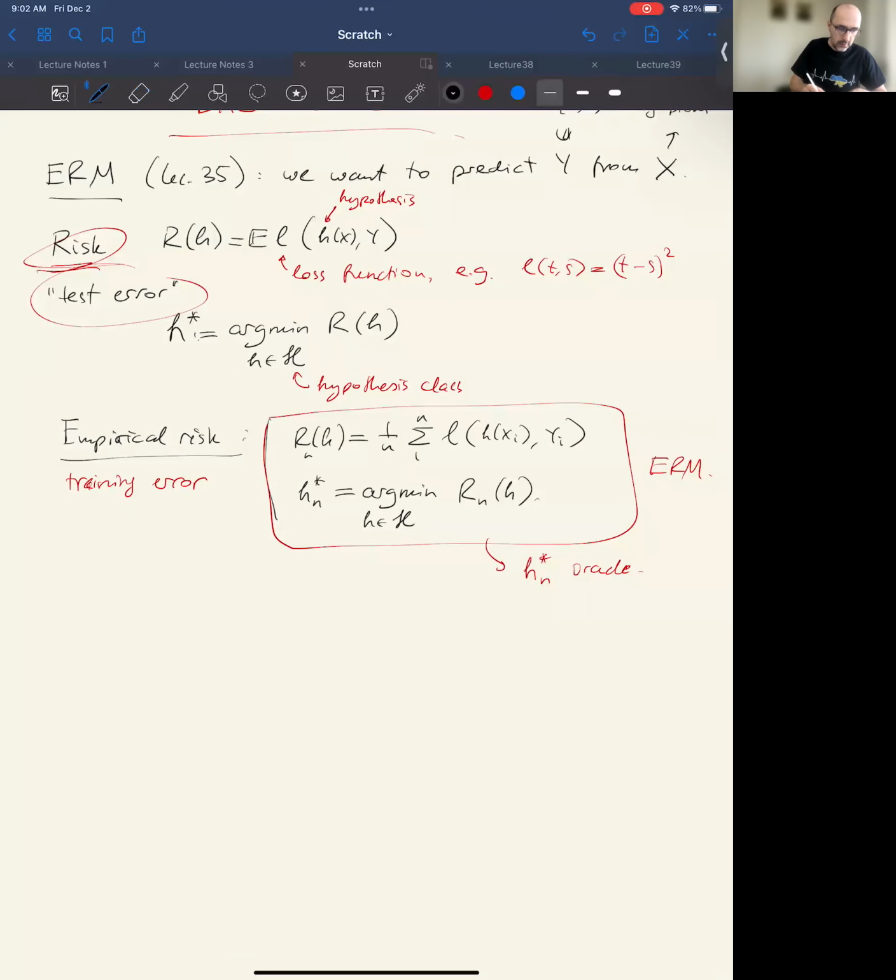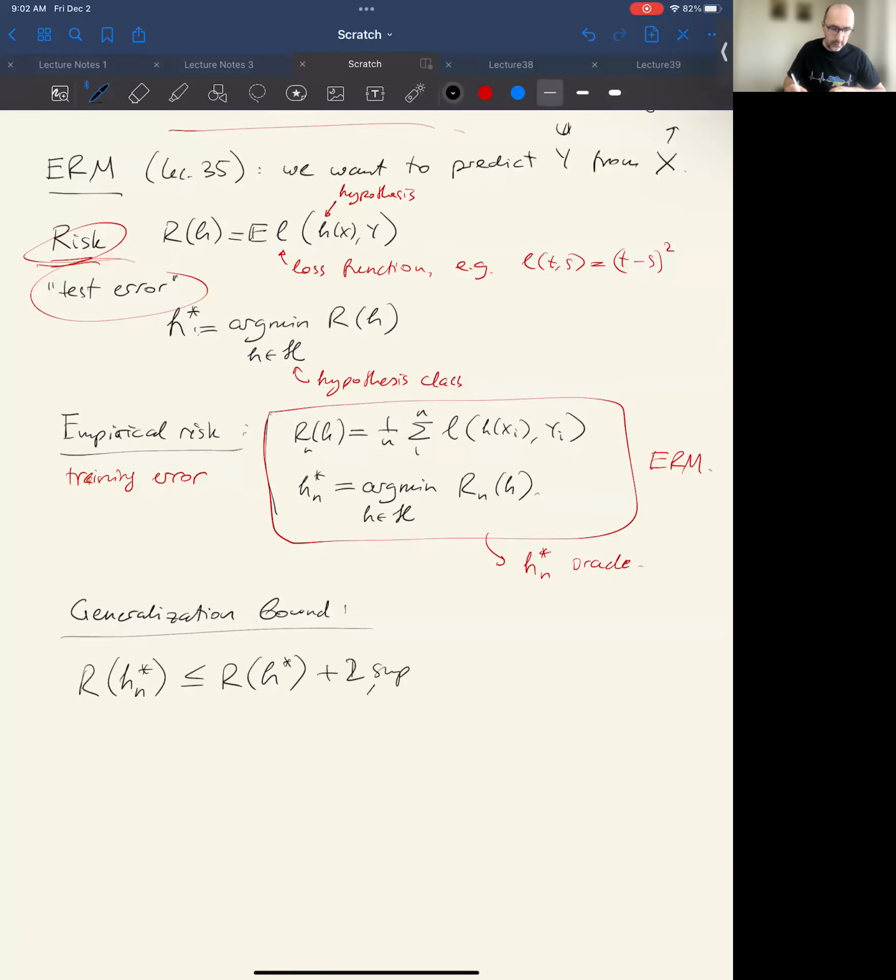What we proved about this is a generalization bound. We would like to make sure that the algorithm generalizes well. And the simple bound is like this. This is what we want: the test error. How well does our oracle perform on the new sample? It's smaller than R of H star, which is absolutely the best possible you can do, plus the supremum over H in the class. I will not repeat this proof. This was a little four-step proof.